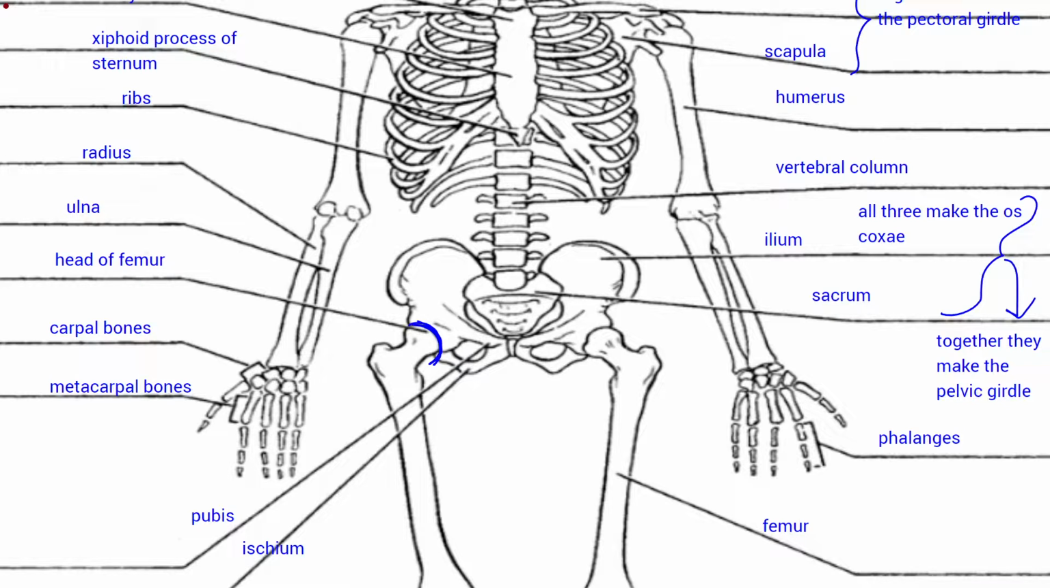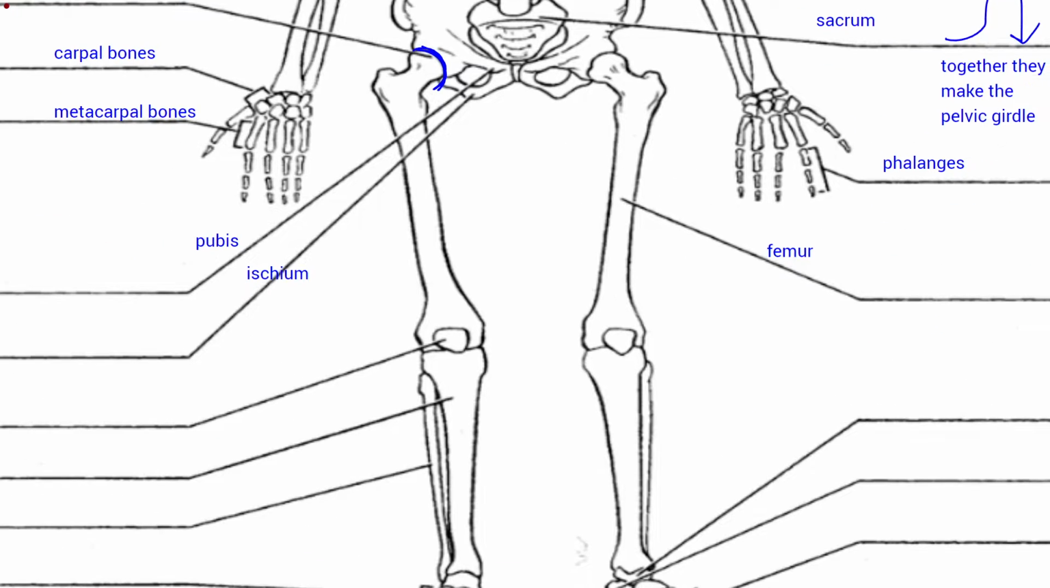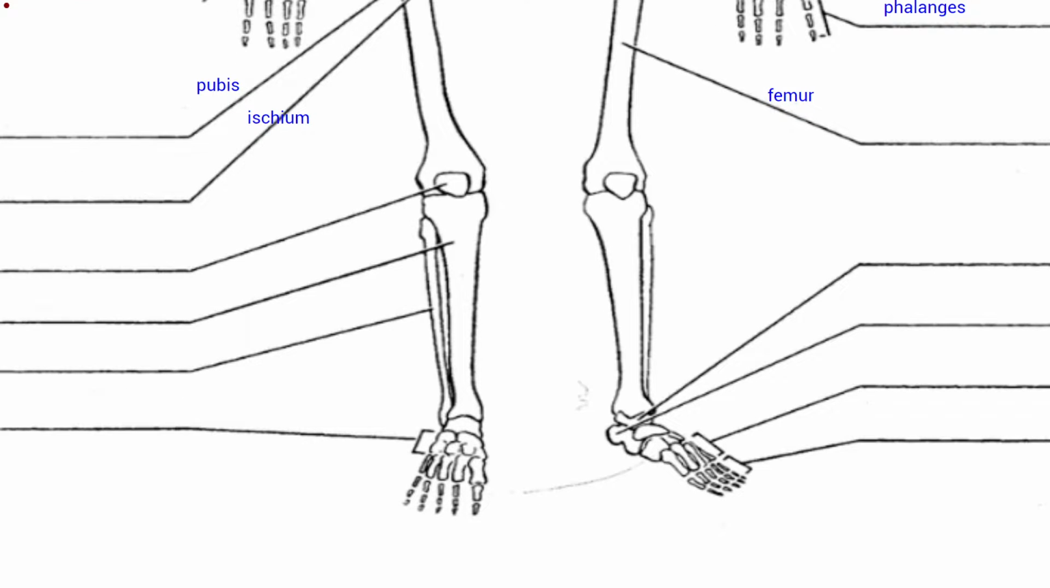Okay. Give you a minute to look at that, and we'll move it down. Okay, so the kneecap, that is the patella. And then the bigger bone in the lower leg is called the tibia. And the skinnier bone in the lower leg is called the fibula.